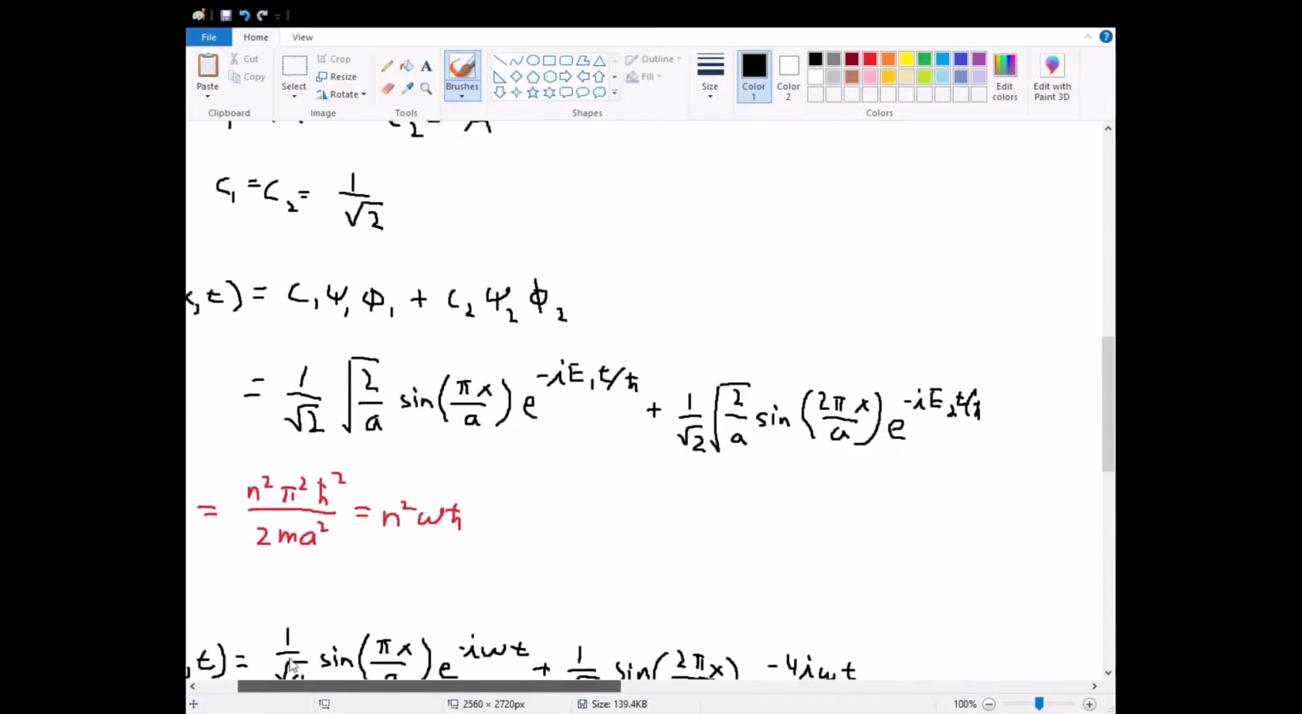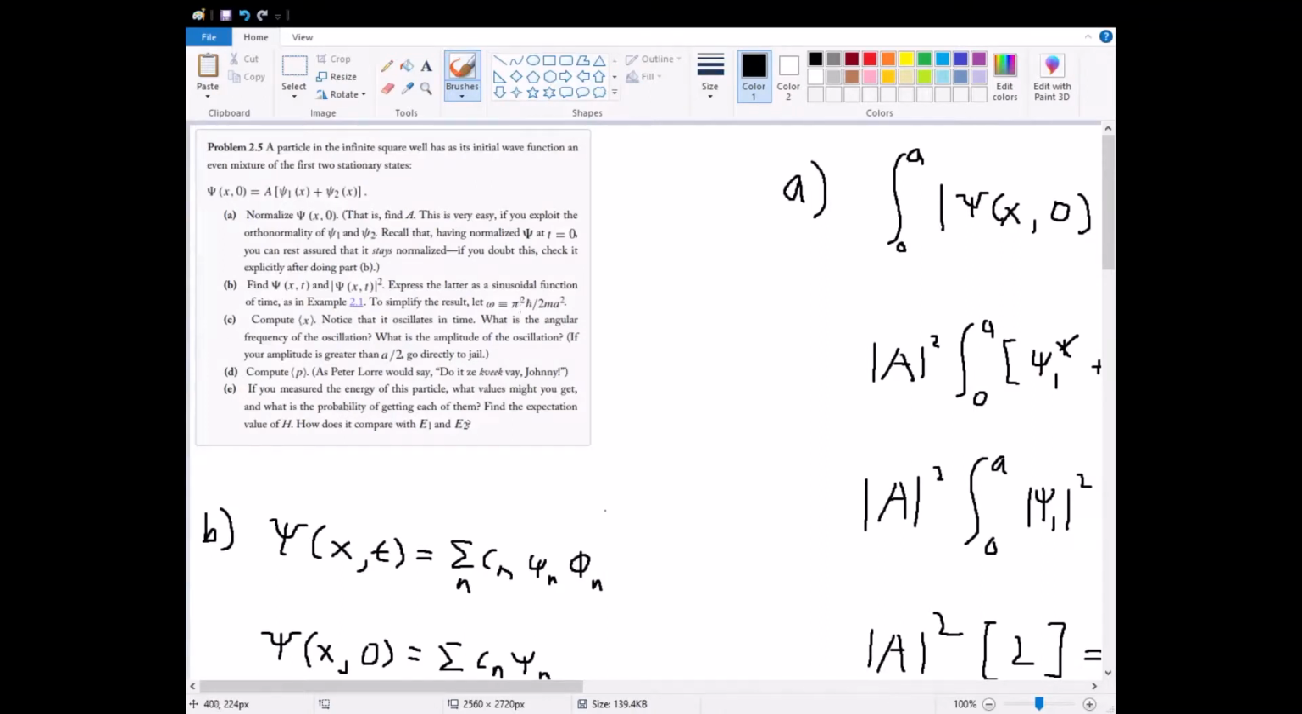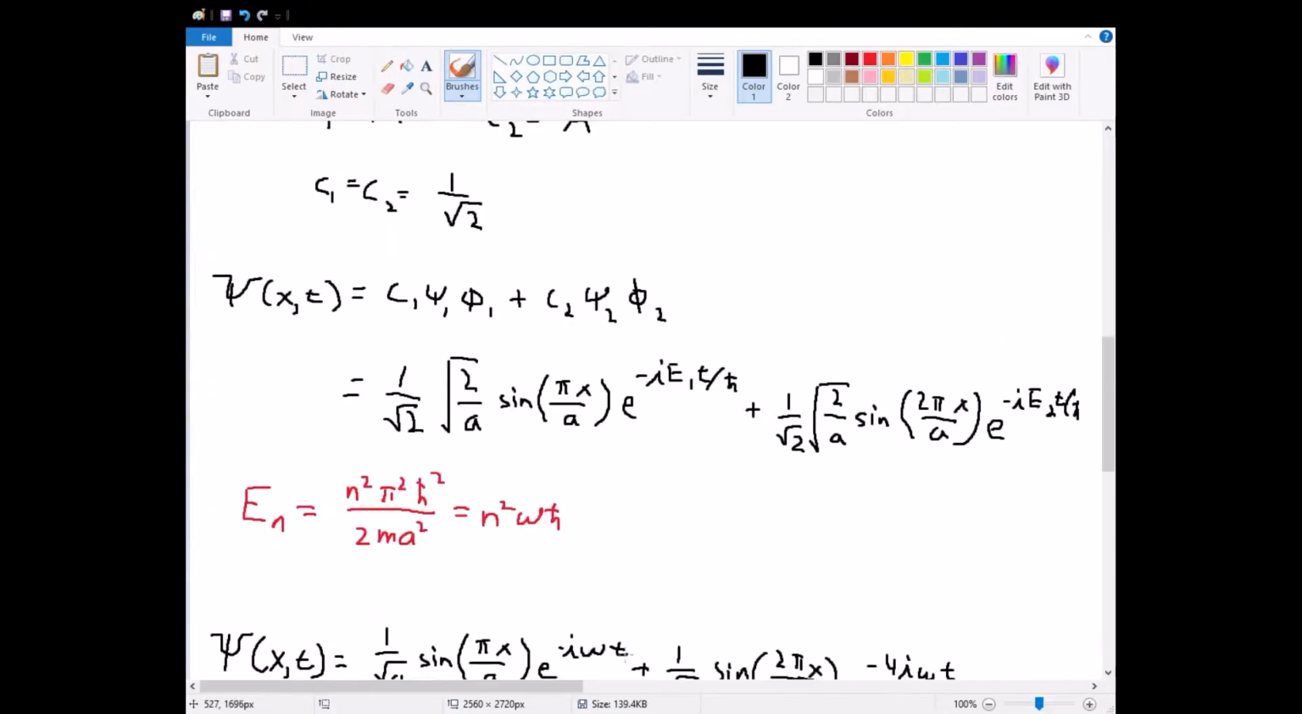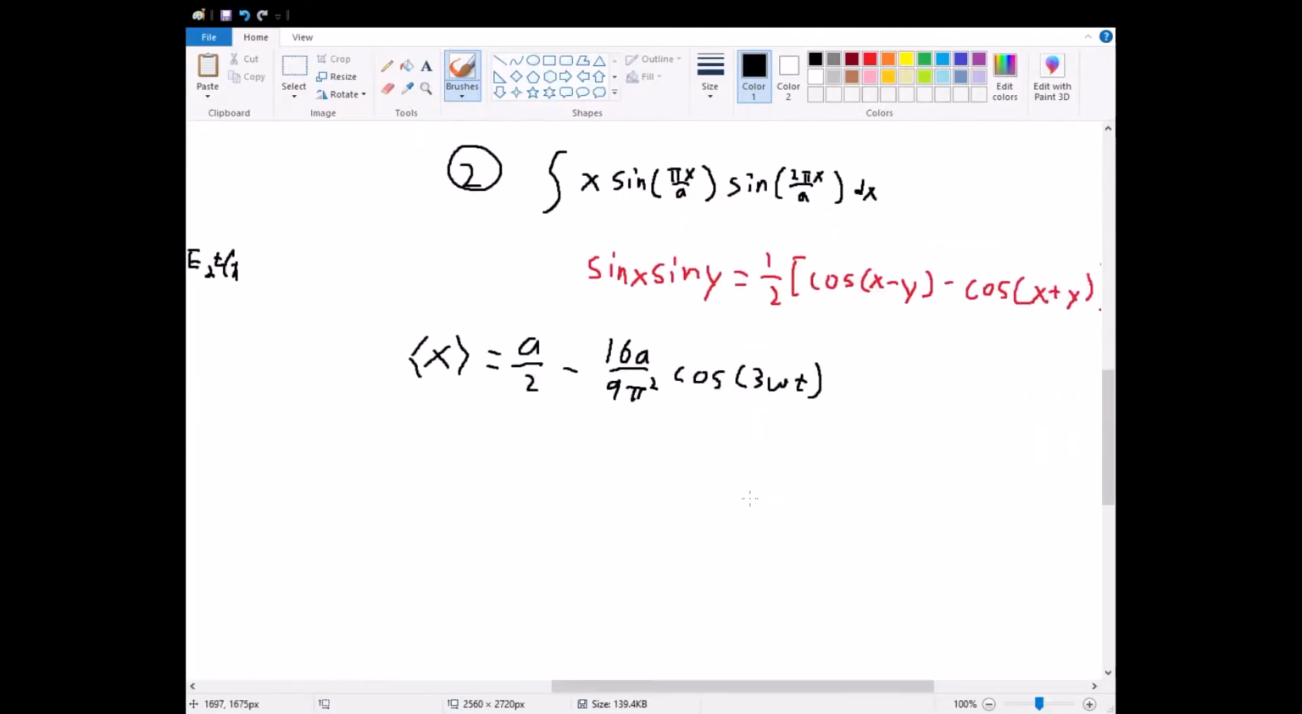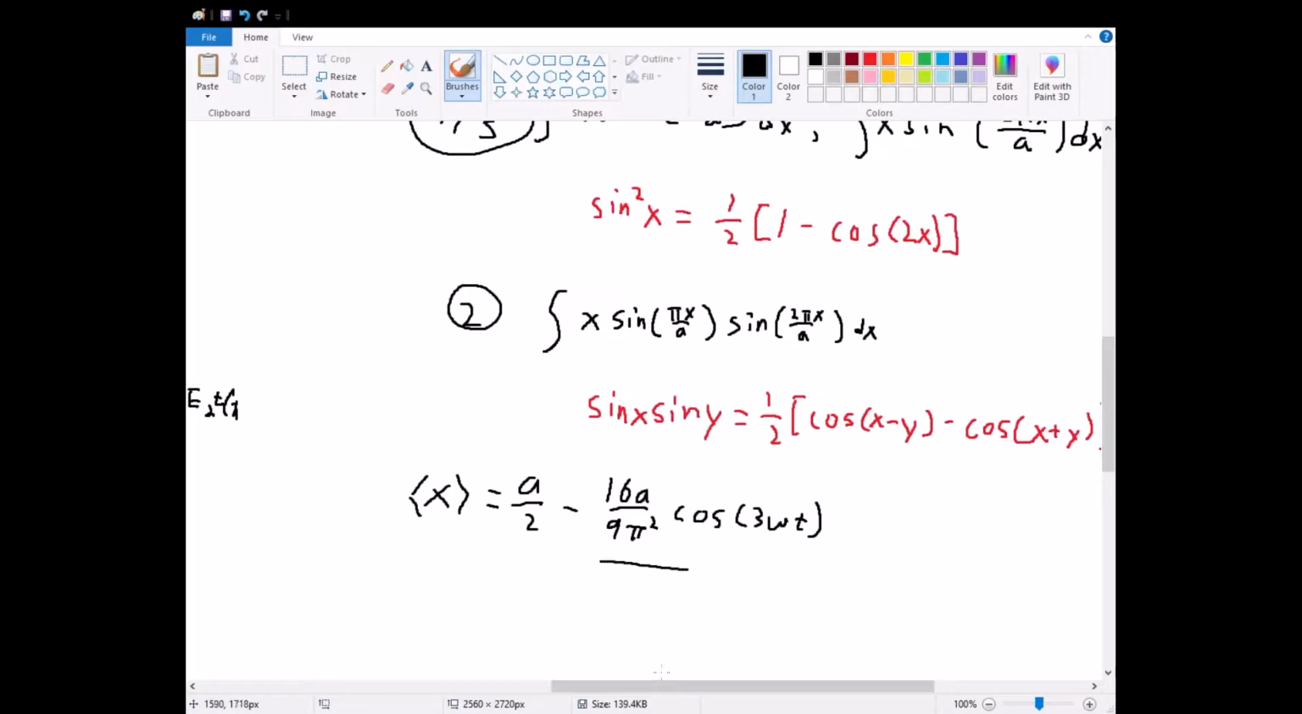Okay, so we have our answer that we got from our magical integral calculator. Now it's asking, what is the angular frequency of the oscillation and what is the amplitude of the oscillation? Well, the amplitude is very easy. It's just 16a over 9 pi squared. The frequency is 3 omega because we have cosine of 3 omega t. So we know f equals 3 omega, and the amplitude equals 16 times a over 9 pi squared.